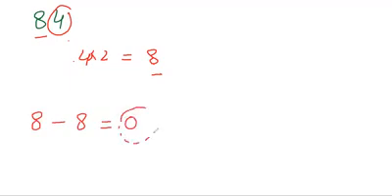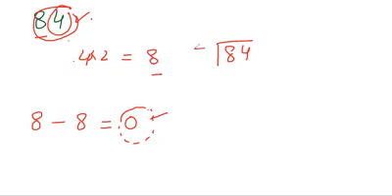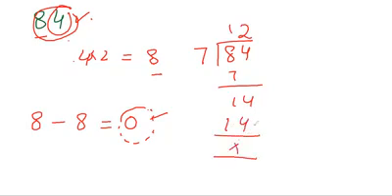So in case you get 0 or a multiple of 7, it means the whole number is divisible by 7. So is 84 divisible by 7? Yes. If you divide it, 7 times 1 is 7, 7 times 2 is 14, so you are getting 0 as a remainder. It means 84 is divisible by 7.